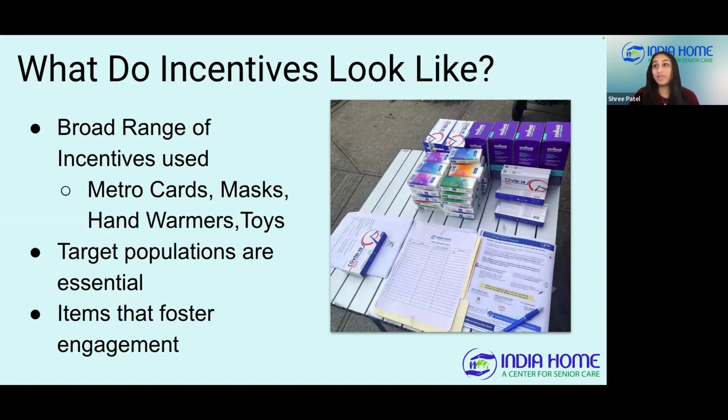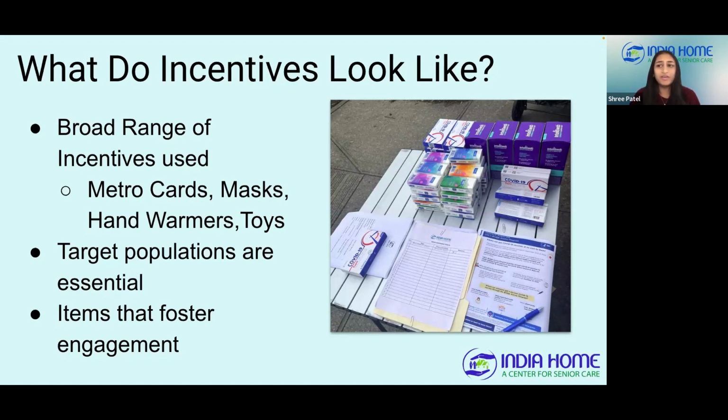Our team has used a broad range of incentives throughout the years. It can be anything from Metro cards to COVID-related items like masks and testing kits, to things that are small but essential like hand warmers. And sometimes even toys for outreaches that are targeting children.